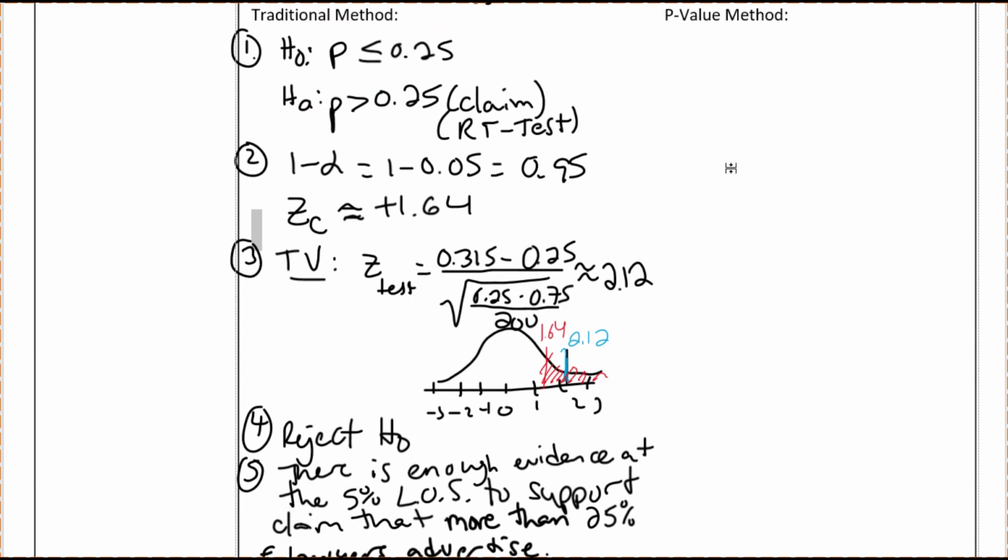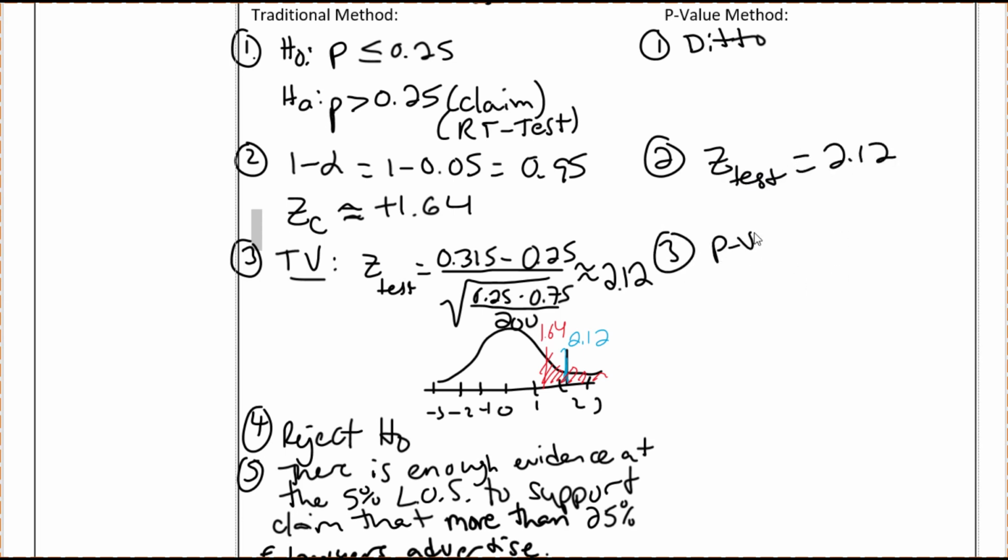All right, so for the p-value method, we just repeat what we did for the traditional method. Step 2, we report our test value, which is 2.12. Step 3, we need to find our p-value. So we draw a curve, and we label our z test, which is 2.12. So 2.12 is around there.